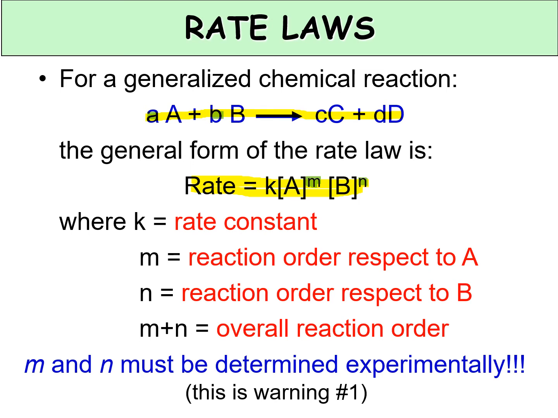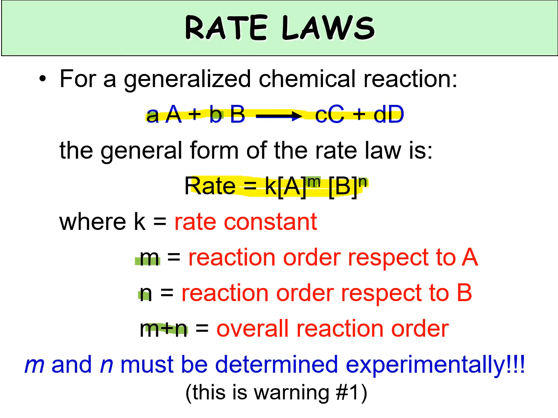So M is the reaction order with respect to A, N is the reaction order with respect to B, and the sum of the two is going to be the overall reaction order. But those numbers typically are not equal to A and B. This is very important because this is the most common mistake you will make.